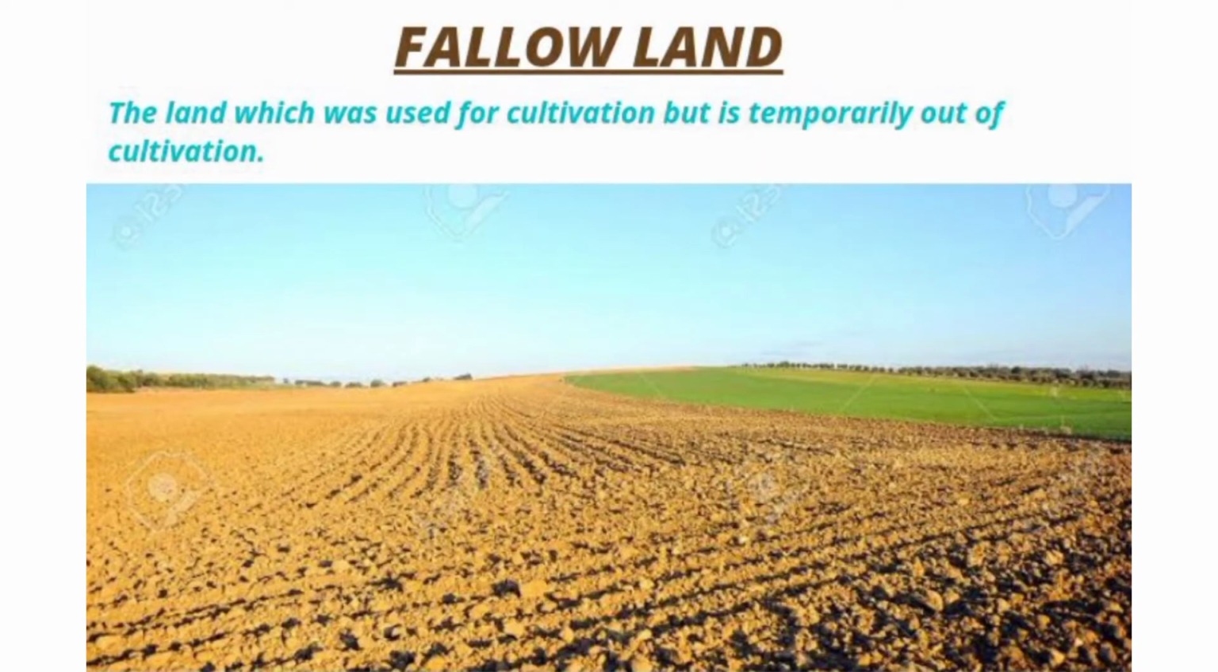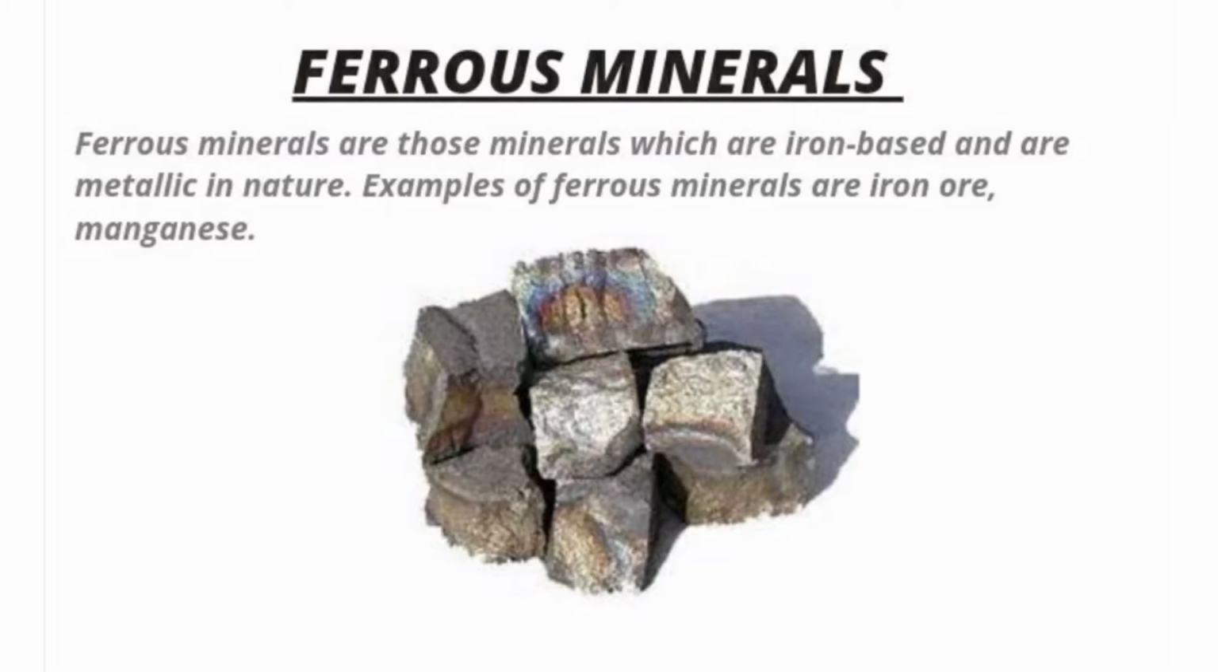Fallow land. The land which was used for cultivation but is temporarily out of cultivation is called fallow land. Ferrous minerals. Ferrous minerals are those minerals which are iron based and or metallic in nature. Examples of ferrous minerals are iron ore and manganese.